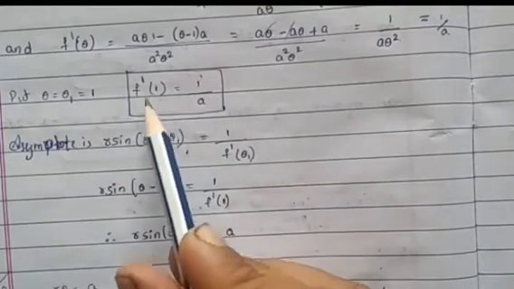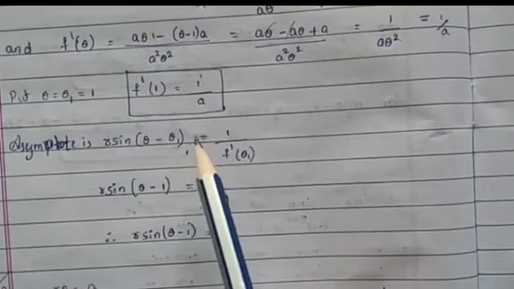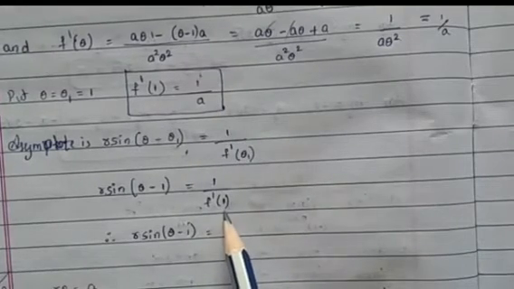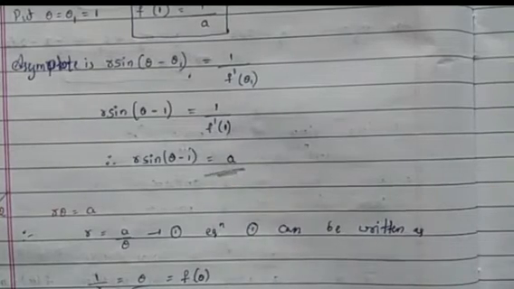What is f dash of 1? F dash of 1 is 1 by a. You substitute f dash of 1 as 1 by a. You get r sin(theta minus 1) is equal to a. This is the required asymptote.